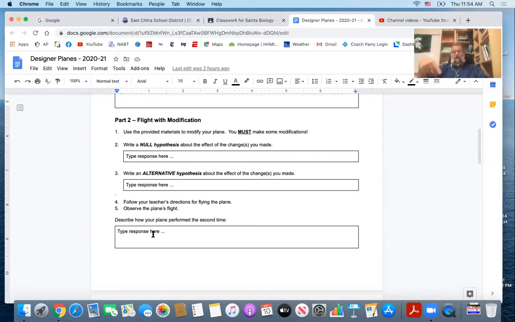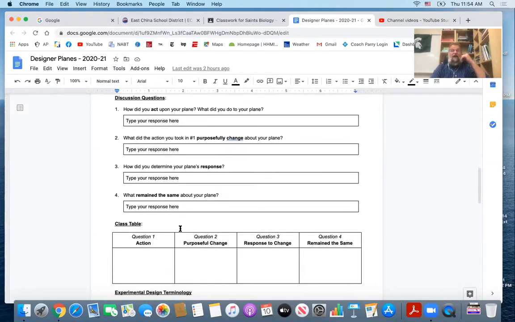So then we went and we did our second plane trial, and then we came back and we filled in this bottom box. Did your plane go further? Did it go about the same, or did it actually do worse? And we had people in all three categories. So if you're one of the virtual students, I'm going to ask you to actually go create the plane and go through those steps and respond on the document to what actually happened as you did your own plane process.